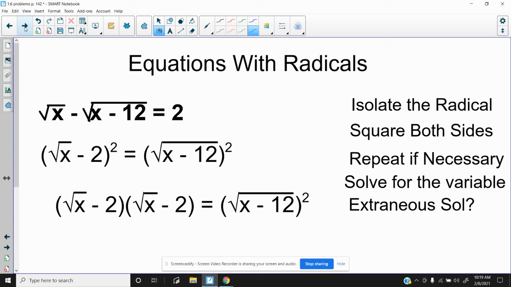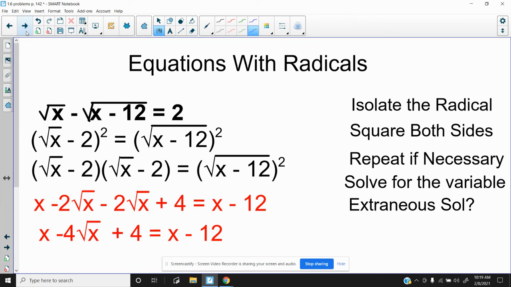to square both sides. Now, when I square both sides, the square root of x minus 12 squared, that's easy. But here I have to multiply this out. I have to do the distributing, the foiling, if you had some teachers that used that term. So I get the square root of x times the square root of x, or x, minus 2 times the square root of x, minus 2 times the square root of x again, plus 4. Now these are like terms, so I have x minus 4 square root of x plus 4 equals x minus 12.